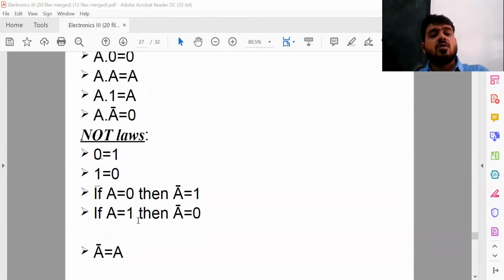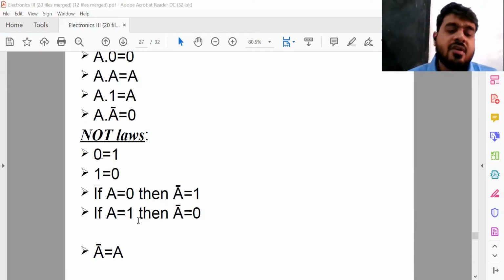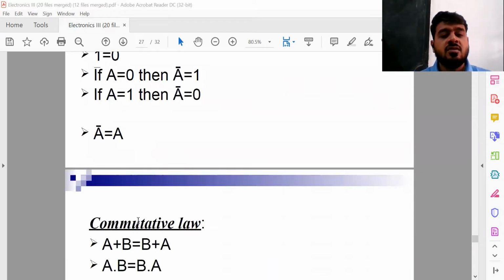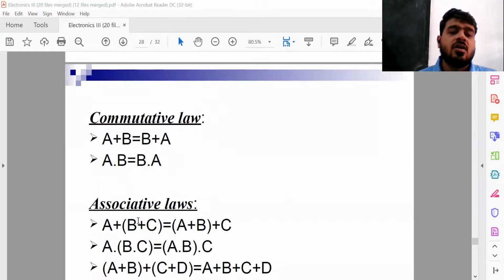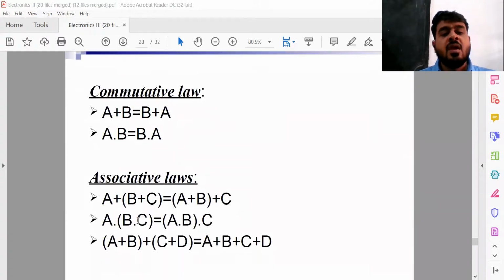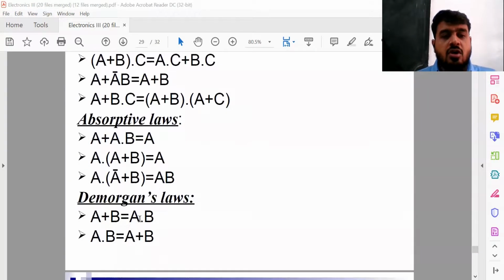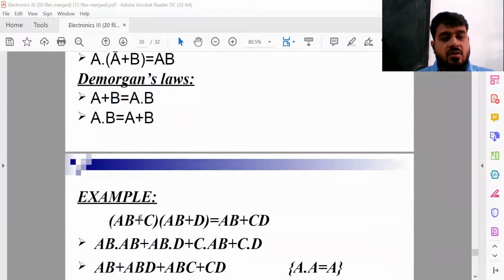Now you'll see the NOT law. NOT law is nothing but the inverse. So if A is equal to 0, then A bar will automatically become 1, and if A is equal to 1, then A bar is equal to 0. So double inversion of A is equal to A. Now there are other laws: the commutative law, associative law, distributive law, absorptive law, and De Morgan's law.